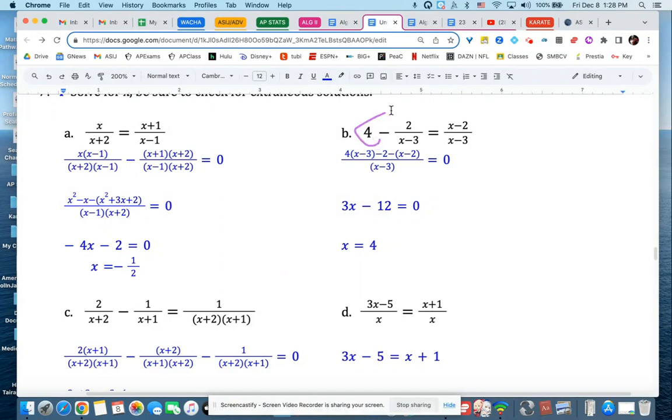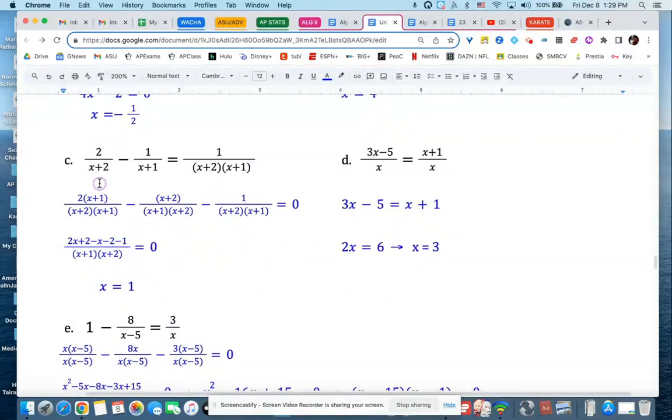Find a common denominator over here first. So I need a common denominator. Then I can put all the tops together. And then once I put all the tops together, I can just say the top equals 0. The top equals 0.